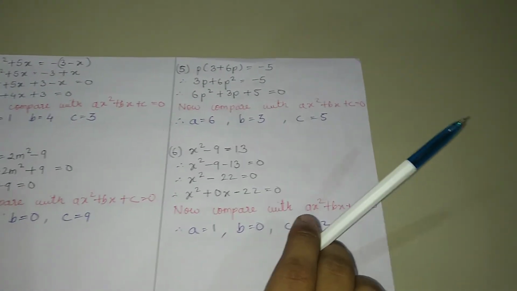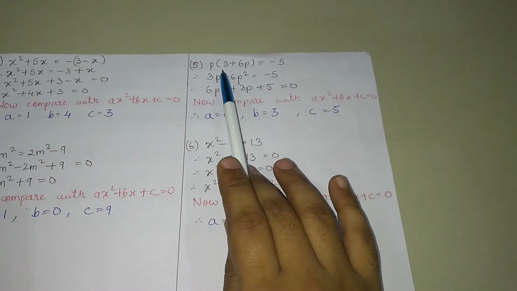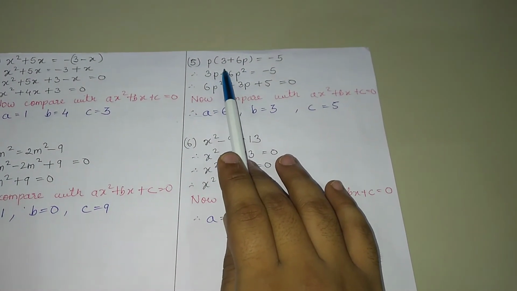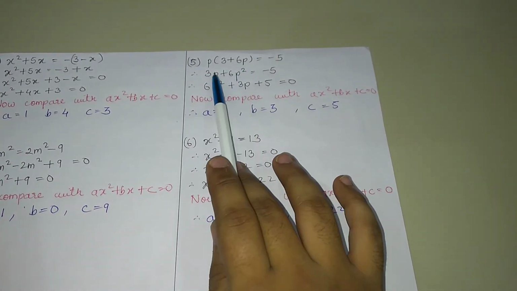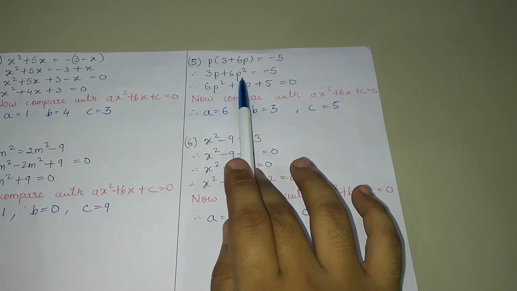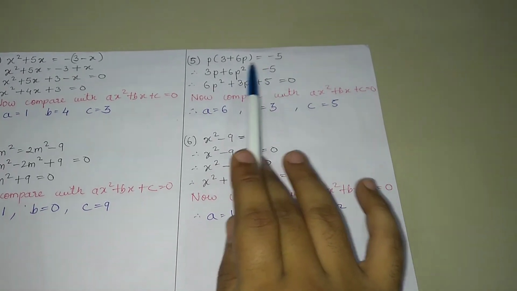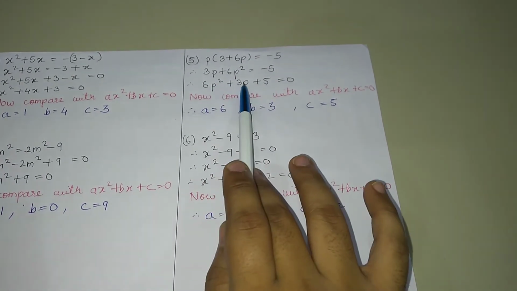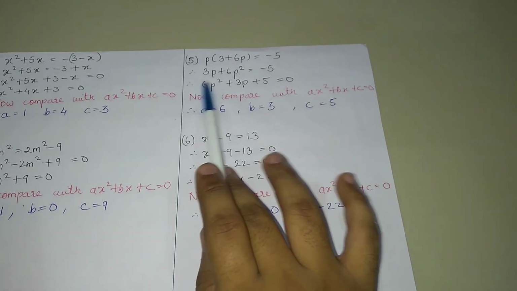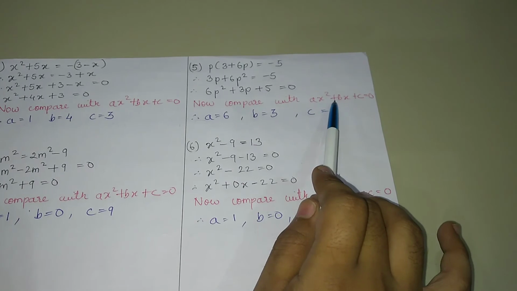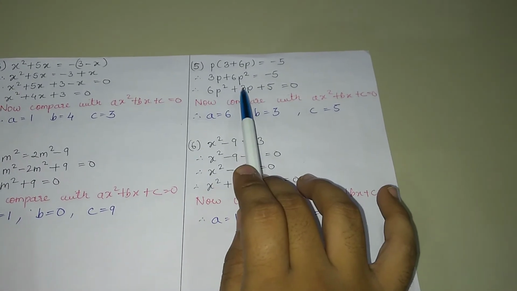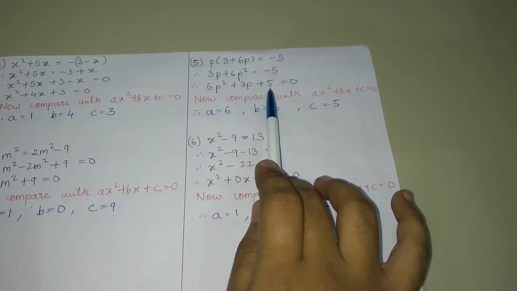Similarly for fifth sum, p(3 + 6p) is equals to minus 5. Multiplying p inside, we get 3p plus 6p square is equals to minus 5. So 6p square plus 3p plus 5 equal to 0. We have rewritten this, and now we are comparing this equation with the general form. After comparing, we get a as 6, b as 3, and c as 5.